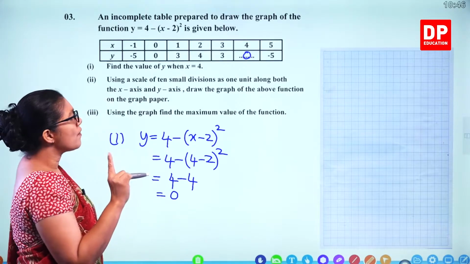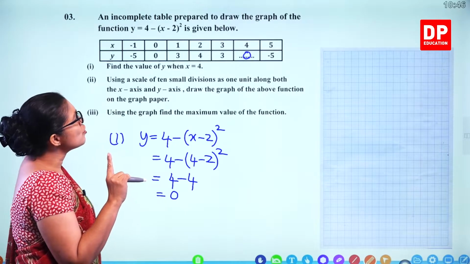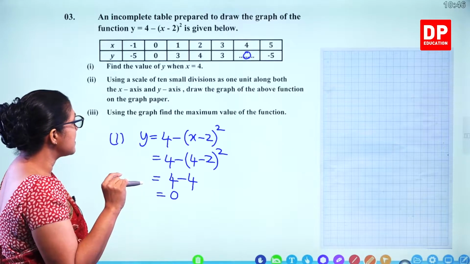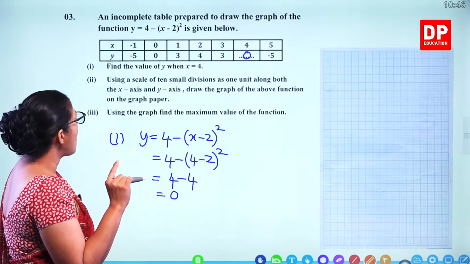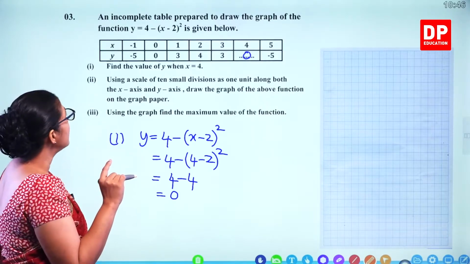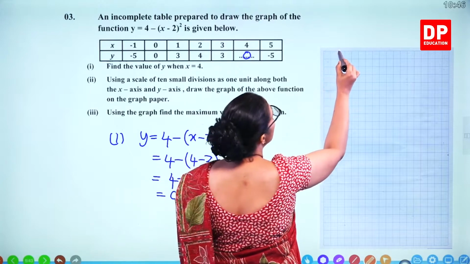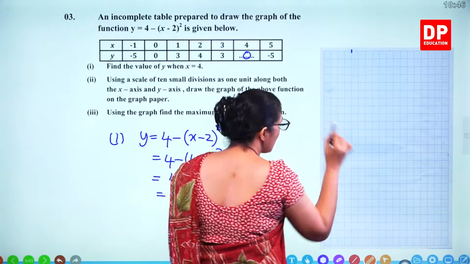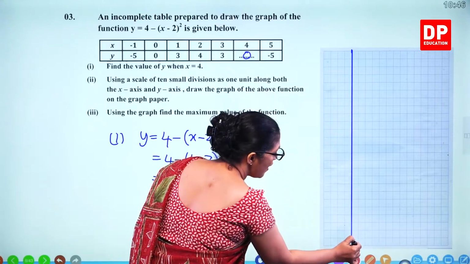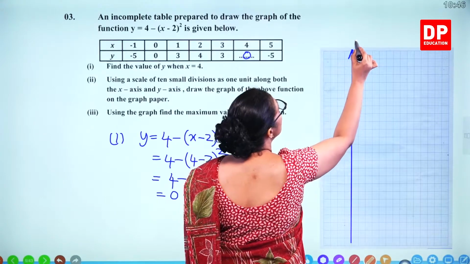Now we have to draw the graph. Using a scale of 10 small divisions as 1 unit along both the x-axis and y-axis, draw the graph of the above function on the graph paper. So we need to adjust the scale. So starting from minus 1. So we can start here minus 1, 0. So that's the y-axis. So first thing, you can first draw the y-axis. And now label the values.